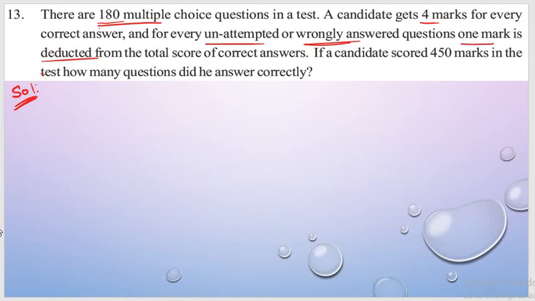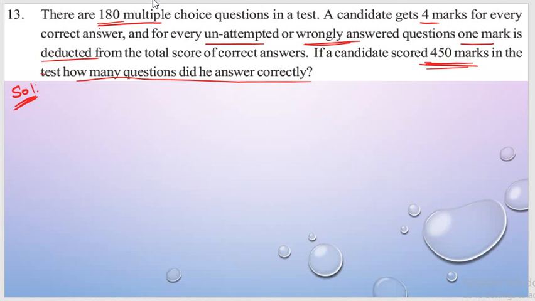of 1 mark. Now if a candidate scored 450 marks, that means after writing the exam he has scored 450 marks, then the question is, how many questions did he answer correctly? In this particular question there is no chance of leaving a question, because if you leave a question also, you are going to get minus 1 mark, right? Now what is the question? How many questions did he answer correctly?